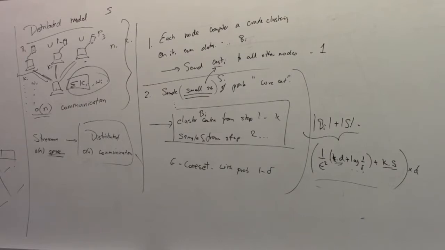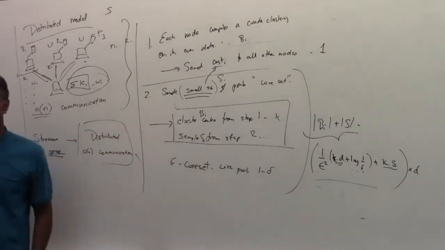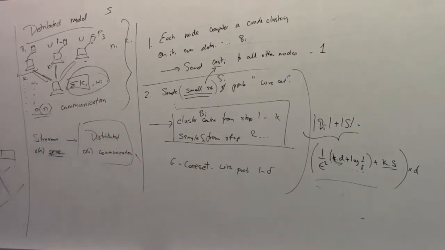So remember, things go out. You do your clustering, send the cost out, get back the cost from everyone else, and then use that to bias how you do your sampling the next time. Okay?